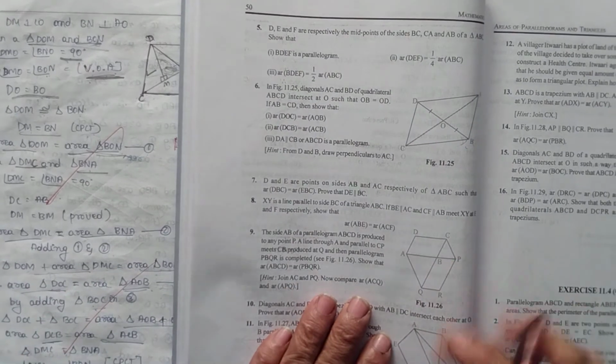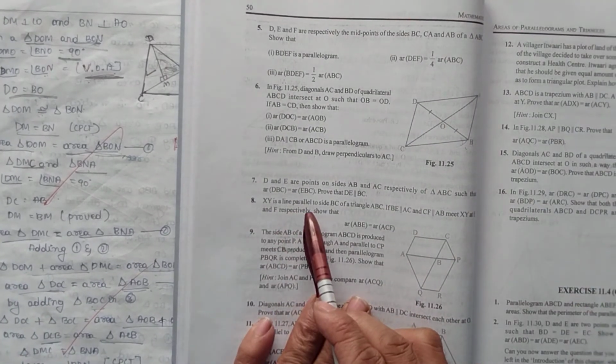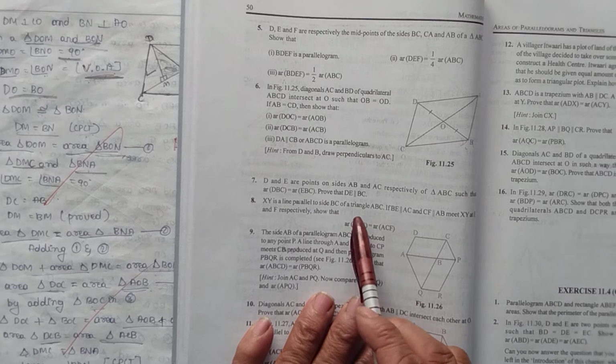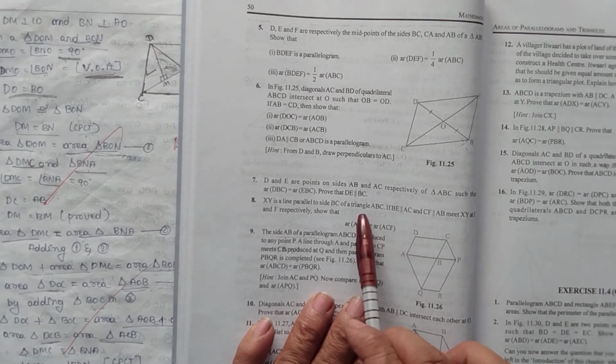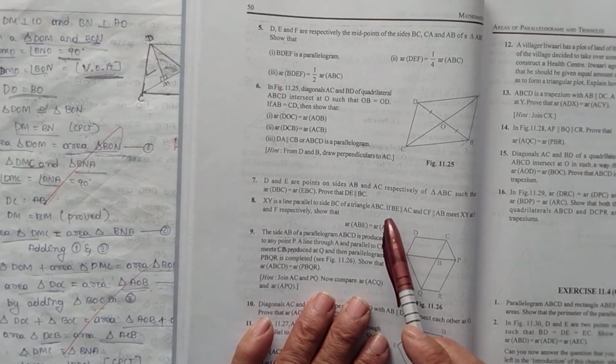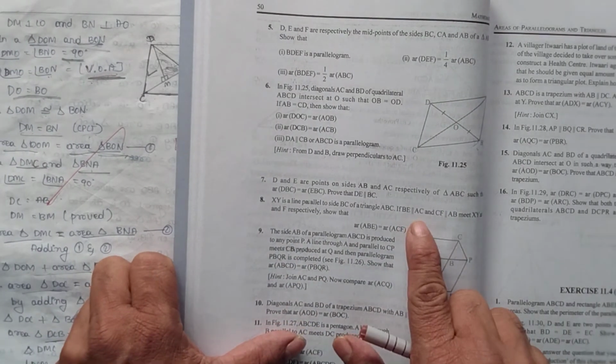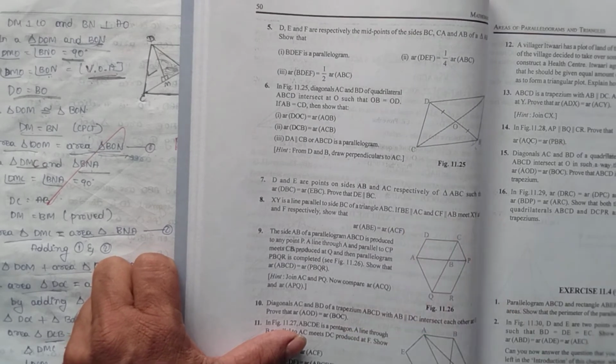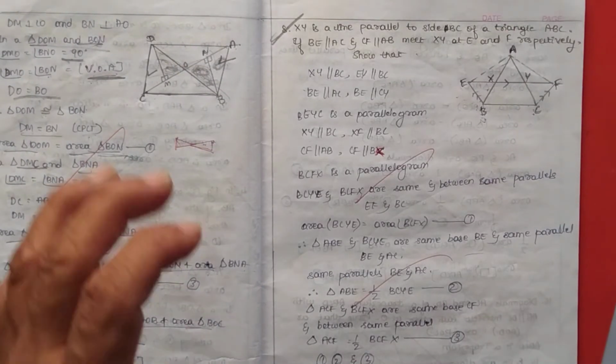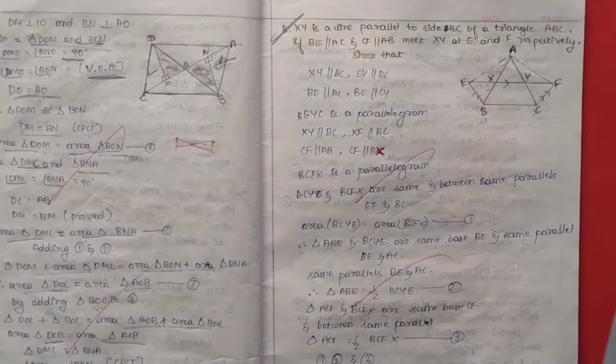Now question number 8. XY is a line parallel to BC of a triangle ABC. The figure is not given, I will explain. If BE is parallel to AC and CF is parallel to AB, meeting XY at E and F respectively, show that the area of triangle ABE is equal to the area of triangle ACF. I will explain by the question. Now see, the 8th one continues.